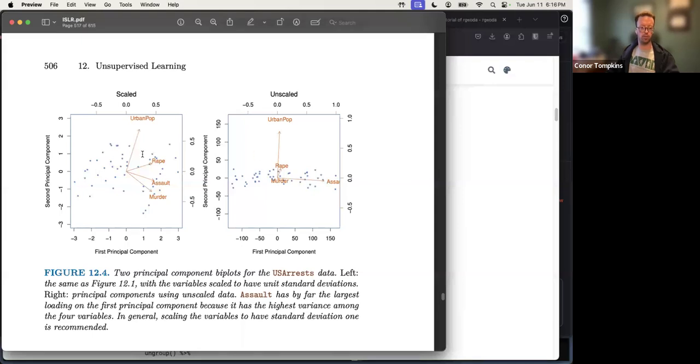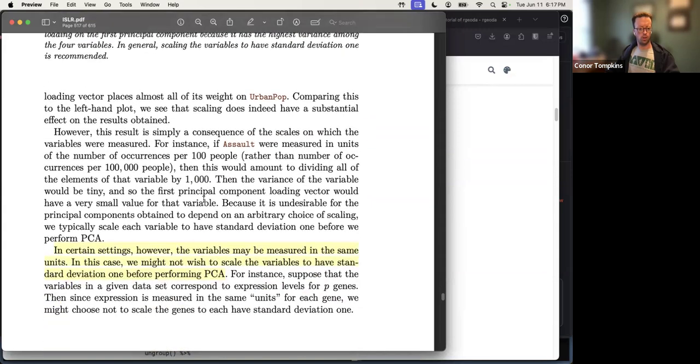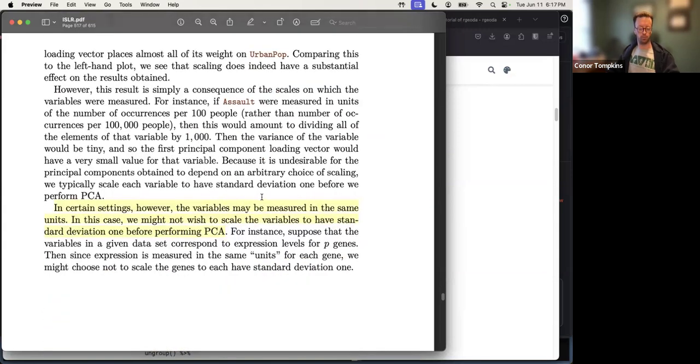And here they have an example of scaled versus unscaled. Because these variables have different scales, if you don't scale them, then the assault variable gets a lot more of the variance, because the magnitude is much larger. But if your data comes measured on the same scale, then you don't need to rescale it, because it's already done.